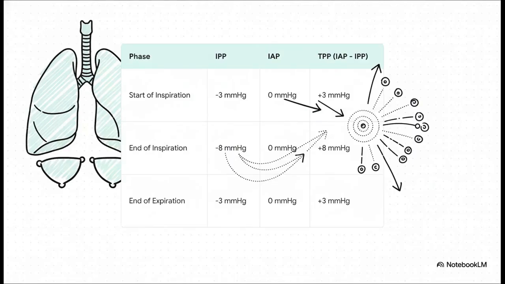Okay, let's put it all together and look at the numbers here. Check out that TPP column. See how even at rest, there's a positive pressure of +3? That's what's keeping your lungs from collapsing completely. Then, as you breathe in, the intrapleural pressure drops way down, which makes the TPP shoot up to +8. That's the extra force that pulls the lungs open to take in a breath.